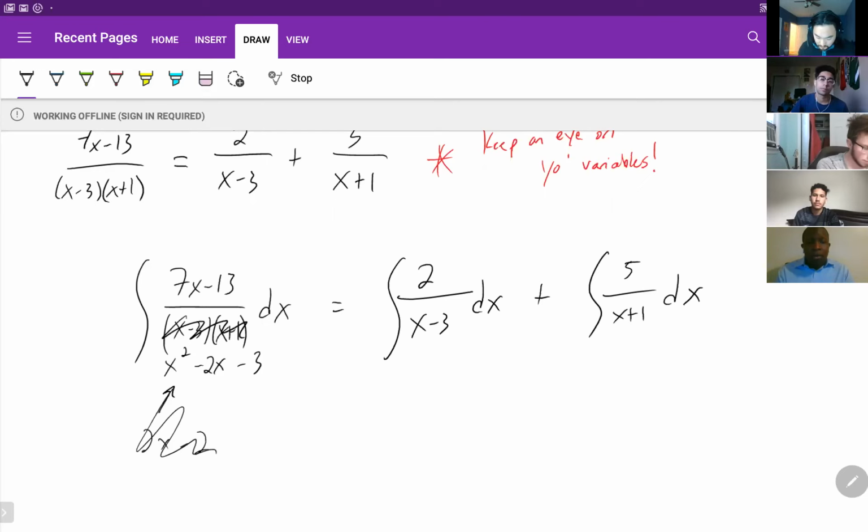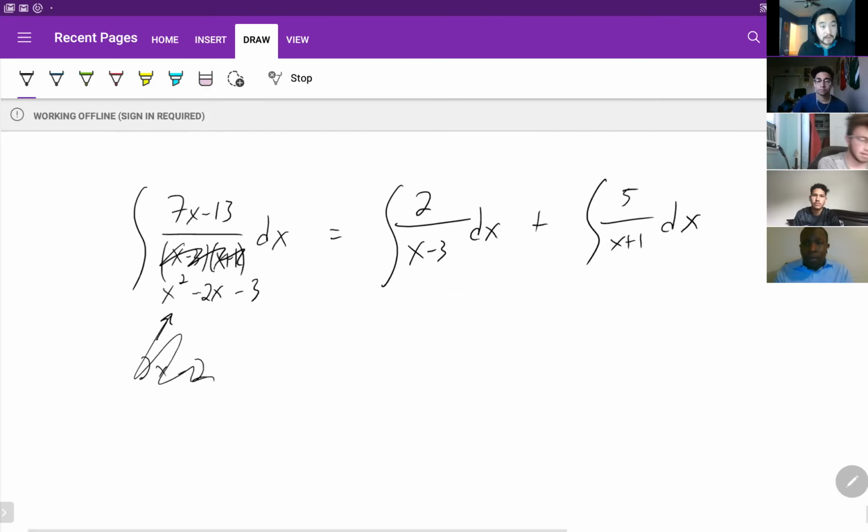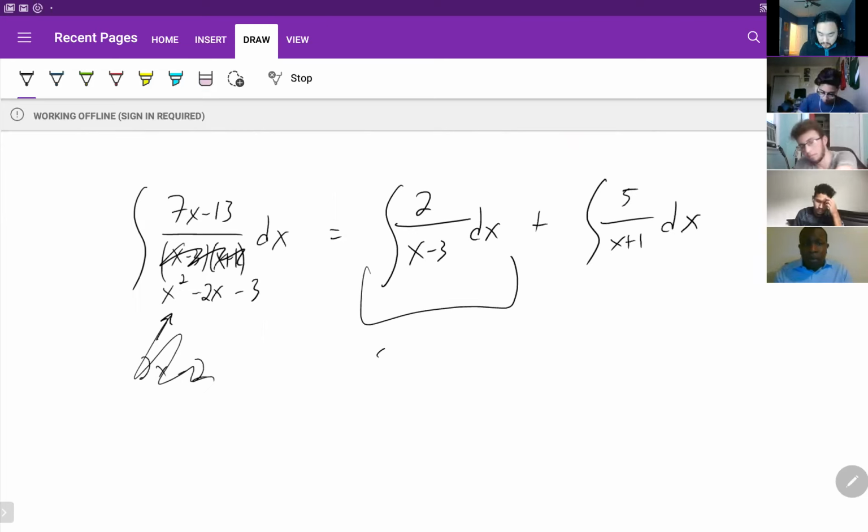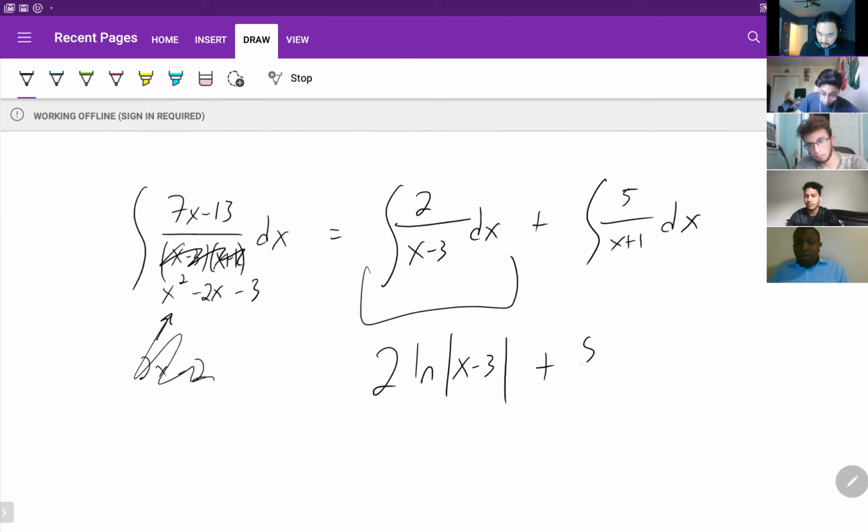Okay. Where was I? So we're now integrating the two partial fractions, right? So I integrate this first piece. This becomes 2 ln of absolute value x minus 3 plus 5 ln absolute value of x plus 1. Please, please, please do not forget your absolute values. You need those, okay?